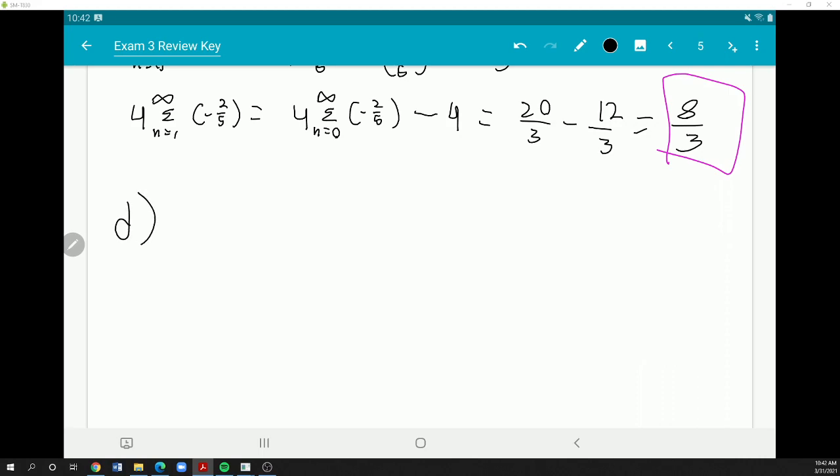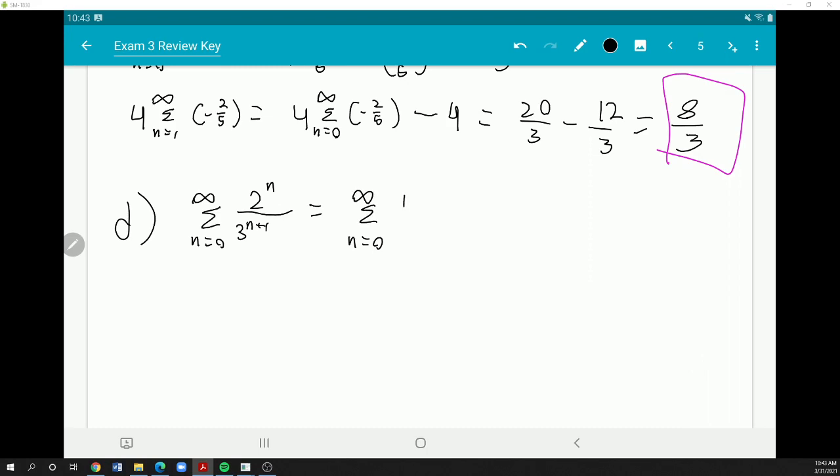Okay, now it's time for part D. What do we got? Sum n equals 0 to infinity 2 to the n over 3 to the n plus 1. So this almost looks like what we want, except these two things don't match. This almost looks like a geometric series. But this is actually a pretty simple fix.